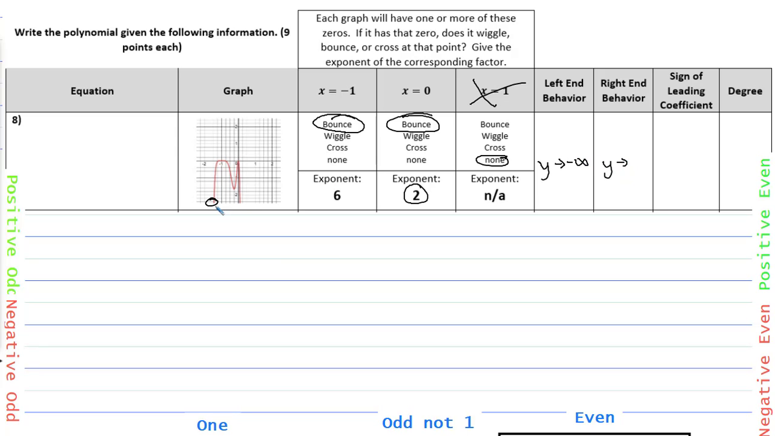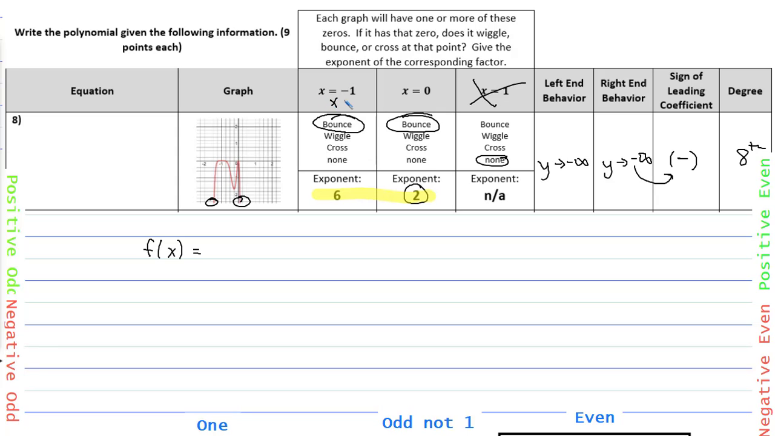On the right-hand side, y is approaching negative infinity, so we match it going over. My degree is when I add up all my exponents, so 6 plus 2 is 8. And so let's go ahead and write our function.